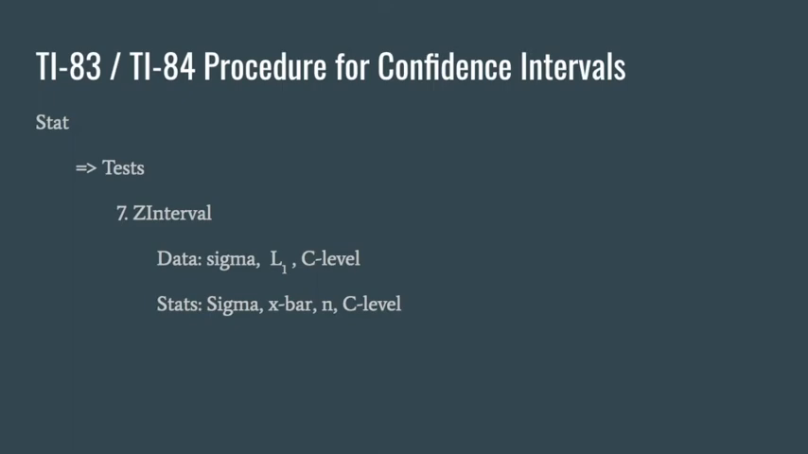So there are 2 modes for getting solutions from Z-interval. One is the data mode, and in that case all you have to tell the calculator is sigma and what list to look for to get the data. You have to put the data into one of the lists, and then the confidence level. On the other hand, if instead of providing the list of data, you're just provided with some information such as what the sample mean was and how big the sample was, in which case you would select stats and then you put in sigma, the sample mean, the sample size, and the confidence level.